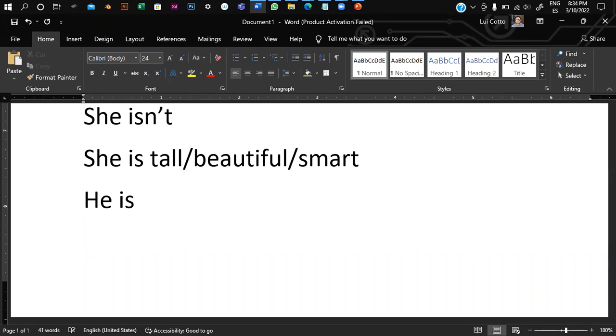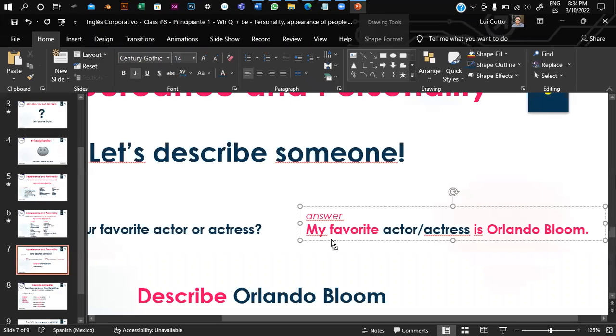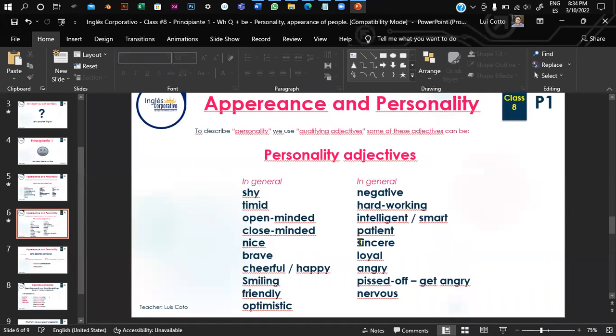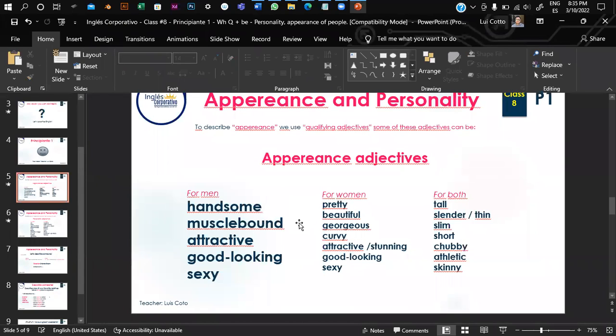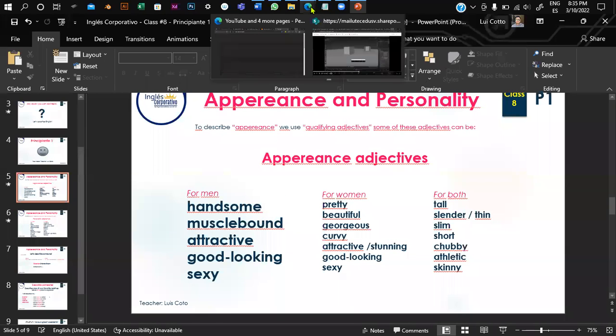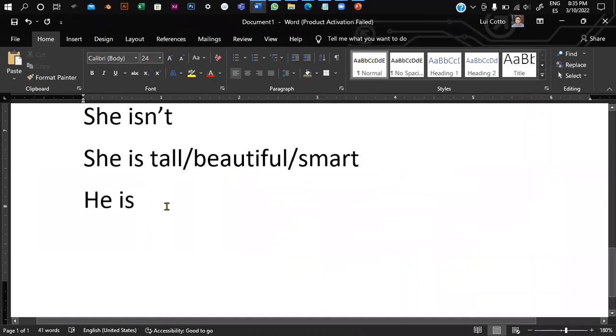He is. Okay, you have some adjectives. Appearance or personality. You choose. Usted decide cuál usar. You choose. Appearance or personality for Brad Pitt. Describe Brad Pitt. As you know him, como lo conoce. But adjectives, let's mention adjectives. Tall, he's tall. Short. Okay. He is tall, Brad Pitt. He is tall. What else? ¿Qué más? What else?